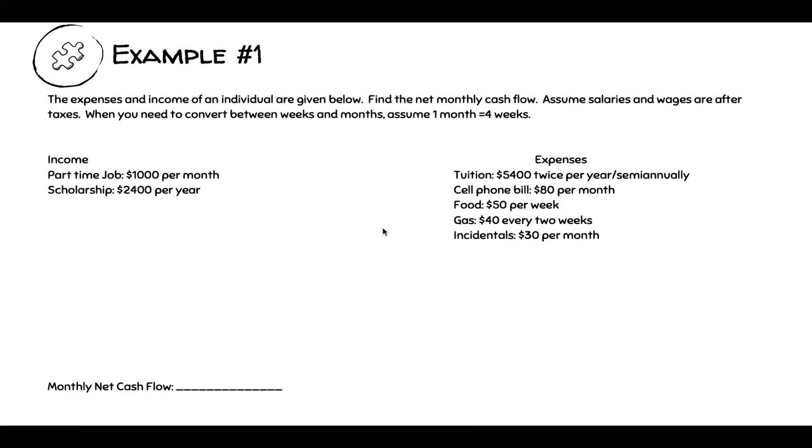It says gas every 2 weeks. We were mentioning that 1 month is 4 weeks. So this person is going to spend $80 a month on gas. And then lastly, $30 per month on incidentals. So we're going to add all that up. And we get that the expenses for this person is $1,290. And so we can see that they spend more money than they make, and so our cash flow should be negative. And if we subtract 1,200 minus 1,290, we get the total cash flow for this person to be negative $90 a month.